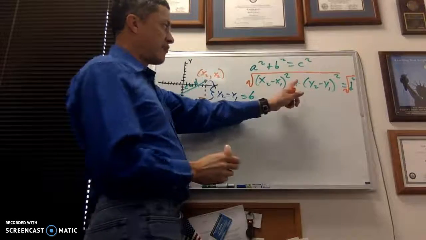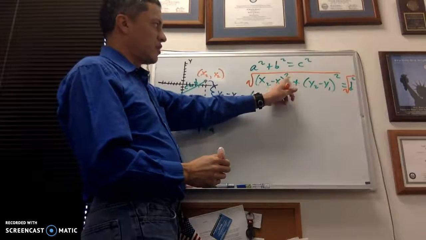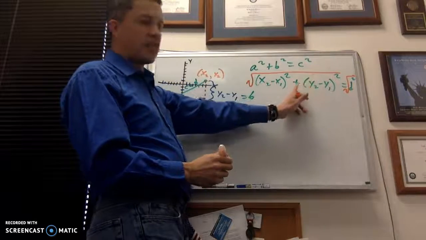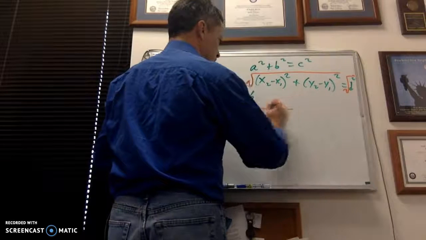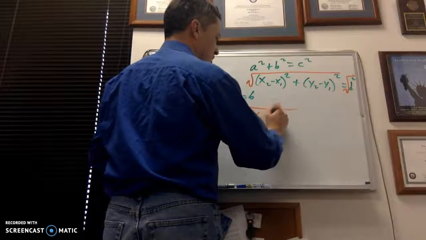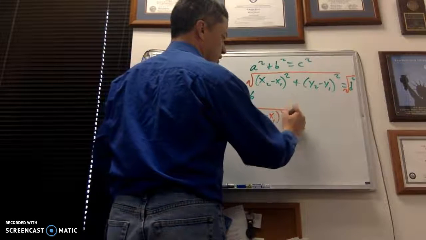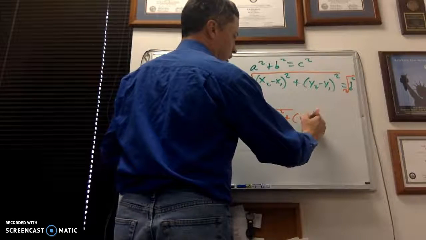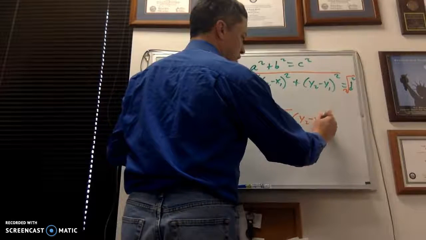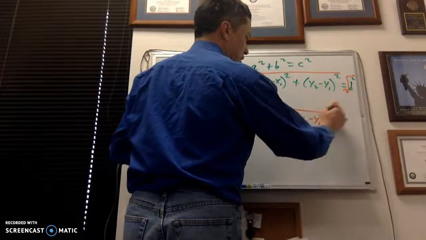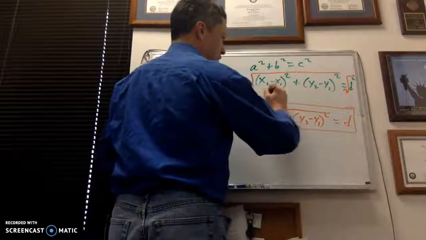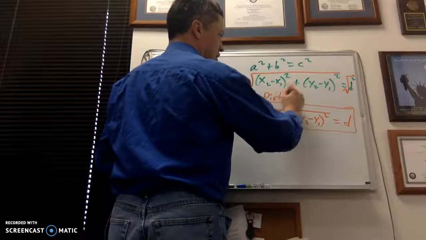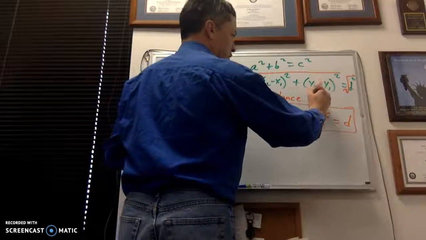Bearing in mind that since I have a plus sign, I'm not just going to try to cancel out those squares. I can't because of that plus sign. So, the end result that I'm looking at here is the square root of x2 minus x1 quantity squared plus the quantity y2 minus y1 quantity squared equals d. And that, my friends, is something known as the distance formula.